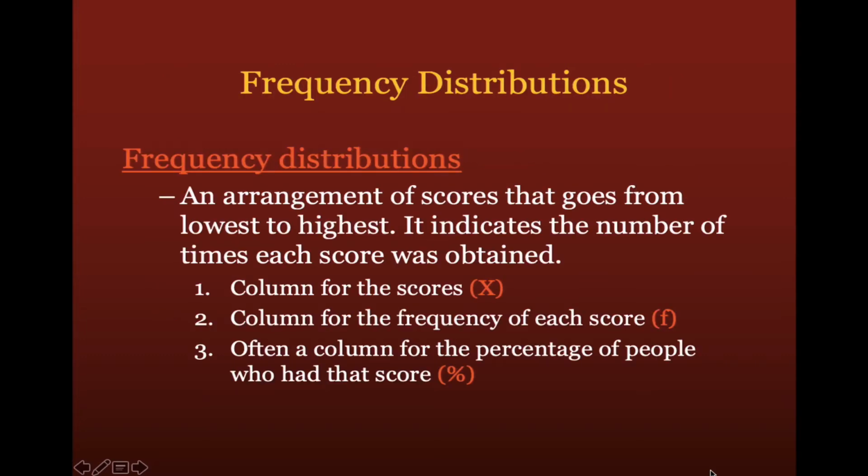A frequency distribution is when you arrange a set of scores from lowest to highest, and then you indicate the number of times each of those scores were present in your data set. You'd typically have 2 to 3 columns. You'd have a column for the actual scores, which for this example we'll call X. You'll have a column for how frequently those scores were in the data set, which is typically signified by a lowercase f. And then occasionally you'll see a third column, which is the percentage of people who scored that particular score in the data set.